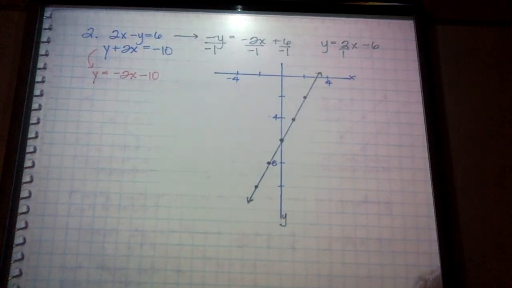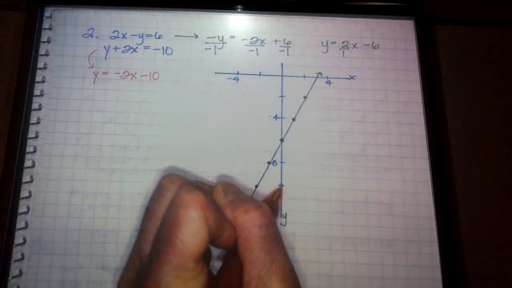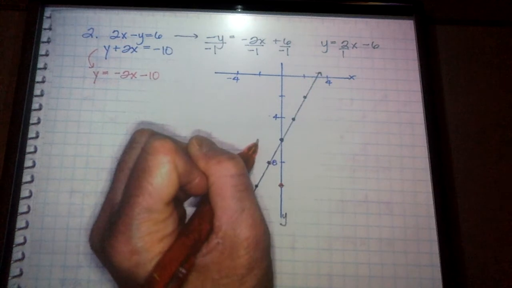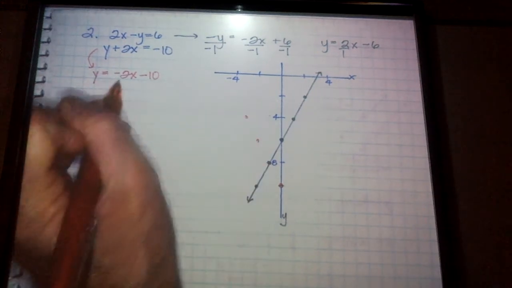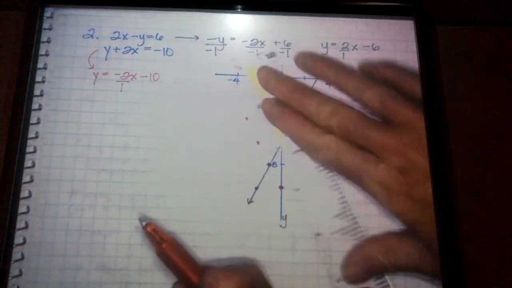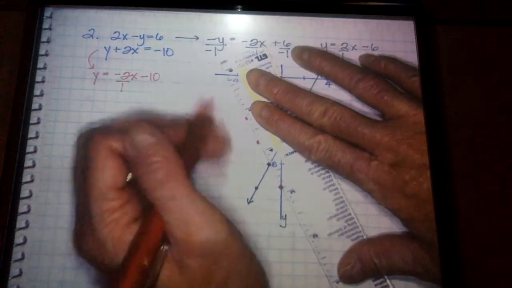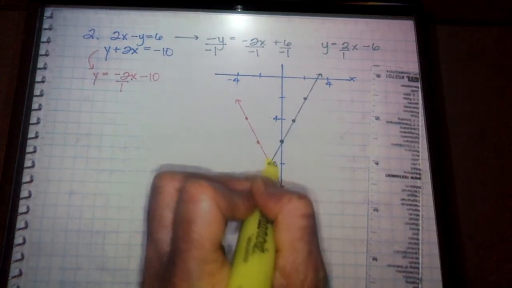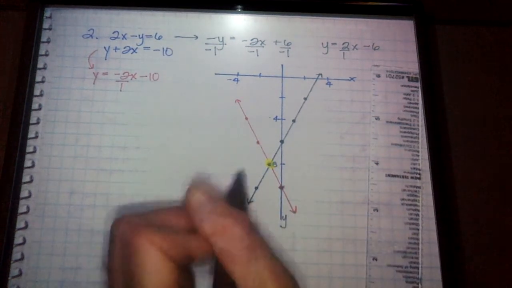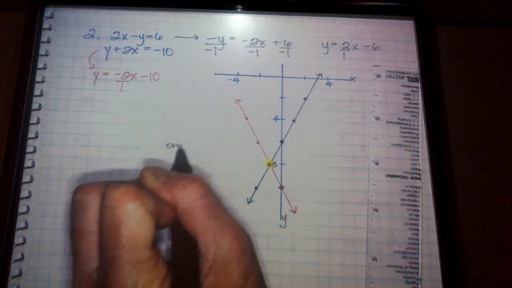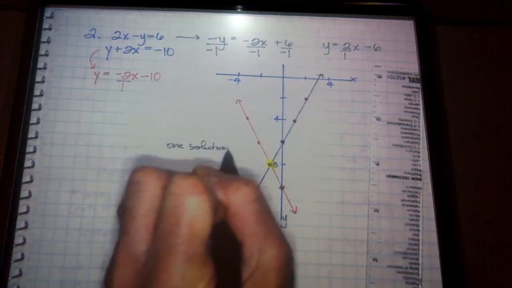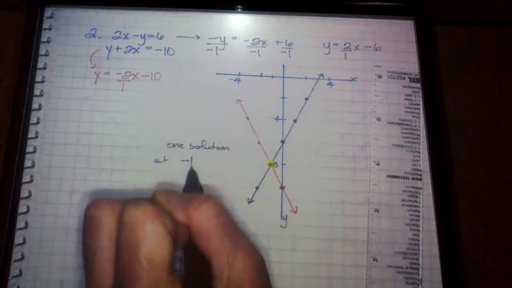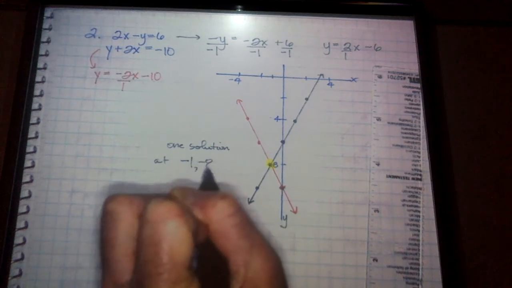And next one in red, my y-intercept is at negative 10, and I have a negative slope, so up 2 and over 1, up 2 and over 1, up 2. And notice we went right over the point of intersection, and so I am now going to put a line through those. And again, I have one solution. You look straight up, that's at negative 1, and the y value is negative 8.